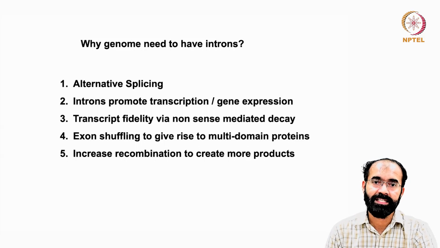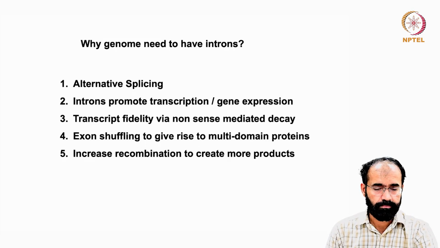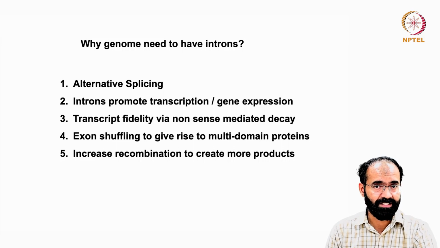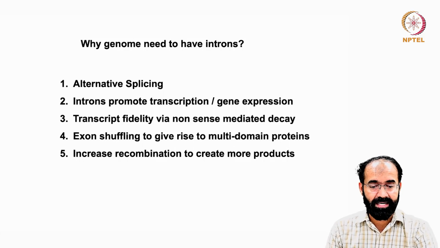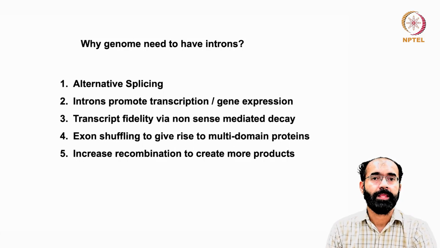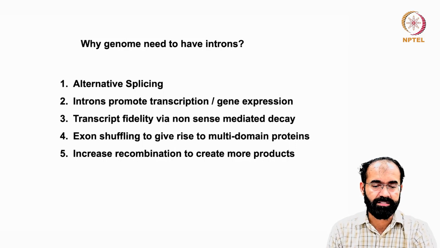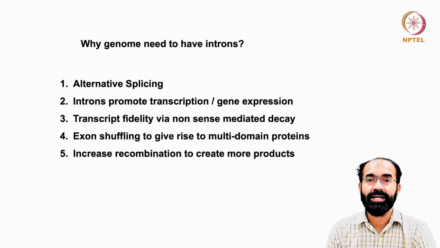So alternative splicing is one option, and introns promote transcription and gene expression. Like I already told you, it is 100 times more expressive if the transgene or a gene is having introns. And transcript fidelity via nonsense mediated decay. Because there are different types of RNA decay possible, keep this in mind. Fidelity means reliability. So transcript fidelity is monitored via nonsense mediated decay.